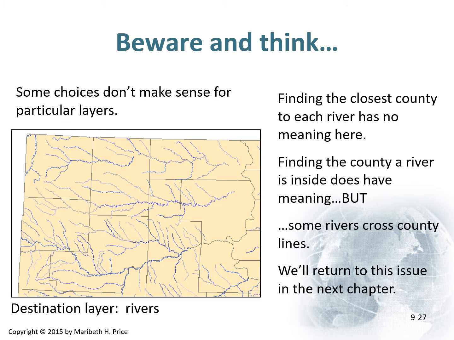Some things just don't make sense, and will give you answers that you really can't use for anything. Finding the closest county to each river, what does that even mean? Who knows? Find the county a river is inside does, but what does that actually mean? Some rivers cross county lines, and that's one of the problems with spatial joins. You see, it can't really address that aspect. That's where you need overlay functions, but that's a lecture for another day.